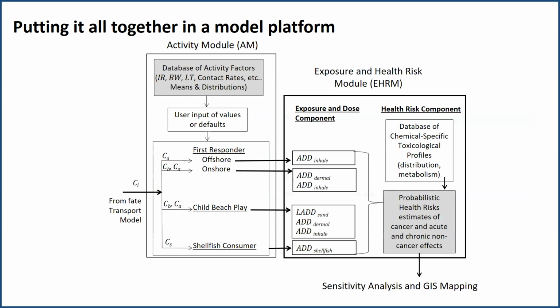Next on your screen, in the end, what we would like is to have various models and data sets blending together, so fate and transport and activity models being used to get exposure and these dose estimates. Our toxicity values would then help us to estimate health risk. We can map these risk estimates spatially over time to look at high-risk areas for populations.